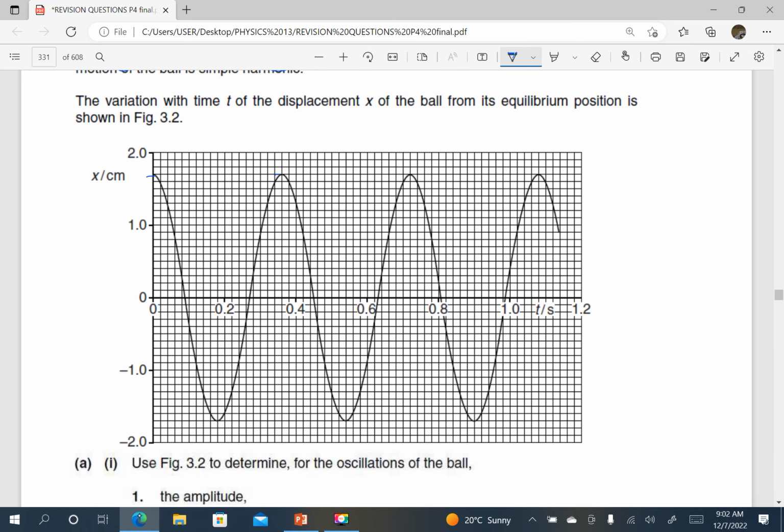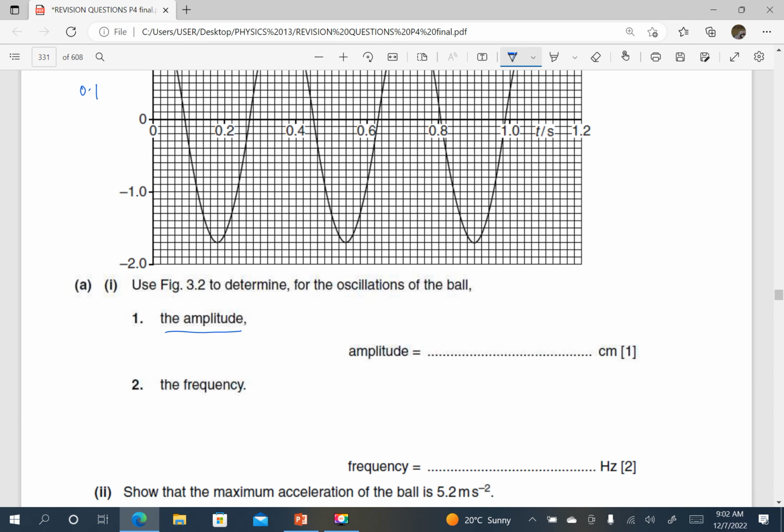The scale on the vertical is 0.1 because there are 10 small squares, so this is actually 1.7 centimeters. So the amplitude in centimeters is 1.7. Then the frequency. Remember, frequency is equal to 1 over period, so we need the period from the graph.